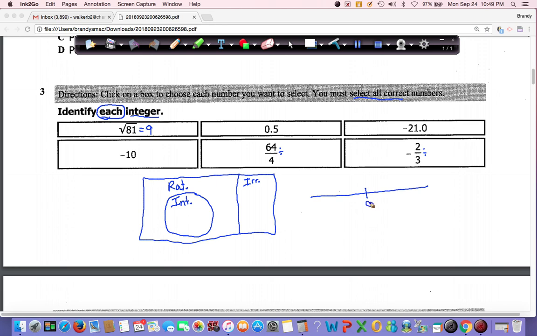You have 0 in the middle, and on the right side we have, good, 1, then 2, excellent. I hope you're writing this down if you got this problem wrong. What's on the left side? What's next? -1, exactly. And then -2. Did you put -1.5? No, I don't think you did. Did you put 0.5? Did you go halfway in between? No. You put the whole numbers or the opposite of the whole numbers.